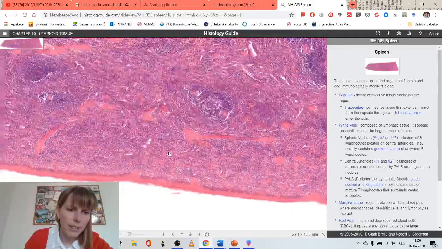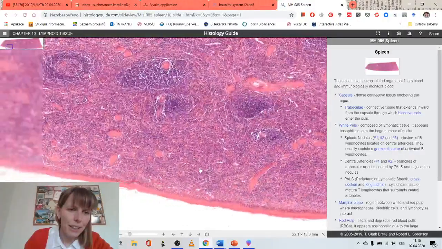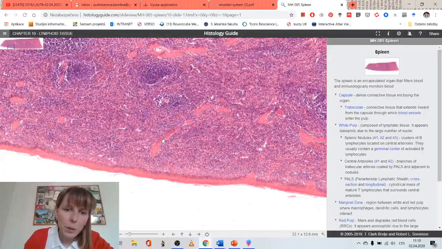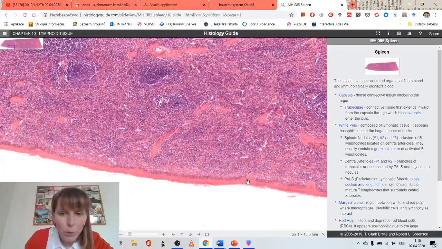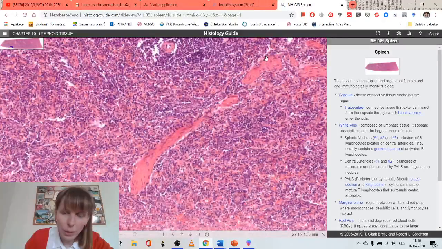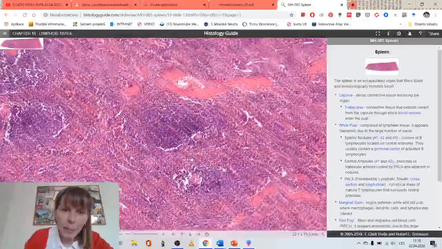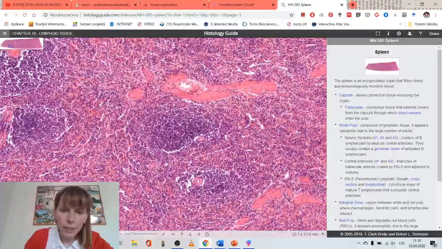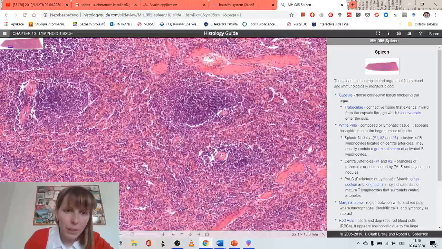Let me find an example. So the trabecules like this. So pieces of connective tissue that come from the capsule inside the tissue of the spleen. So this would be a trabecule going in. And then we should be able to find the lymphatic follicles. So this would be a lymphatic follicle, so B lymphocytes, and this area would be the red pulp where you don't see any follicles. So white pulp and red pulp.